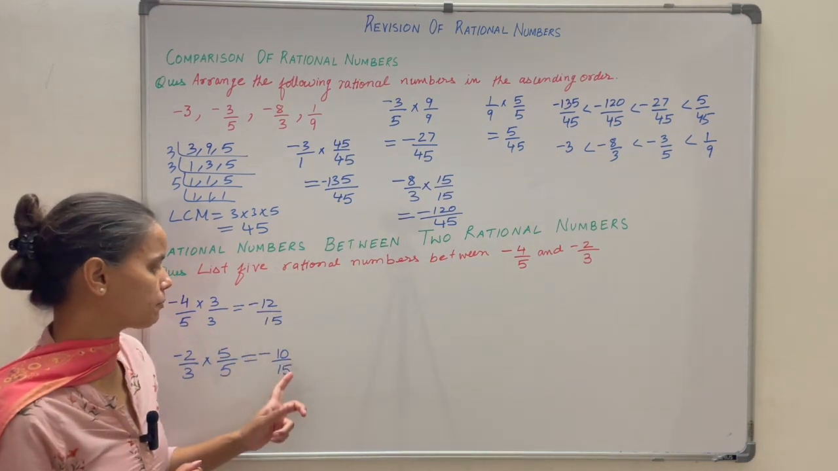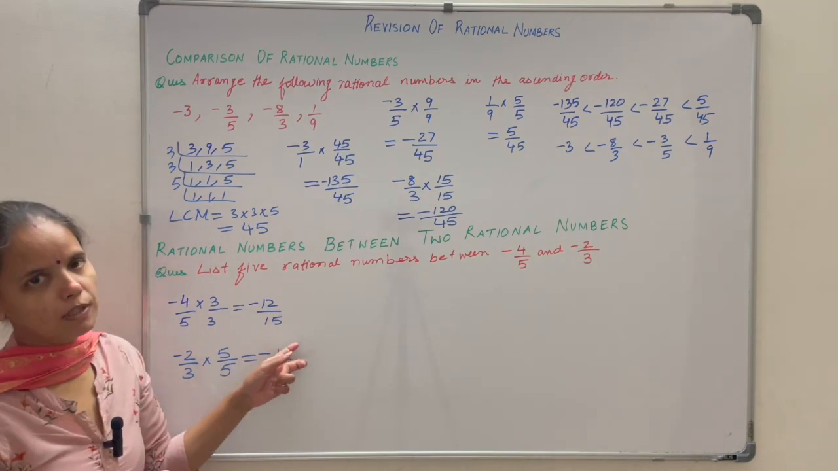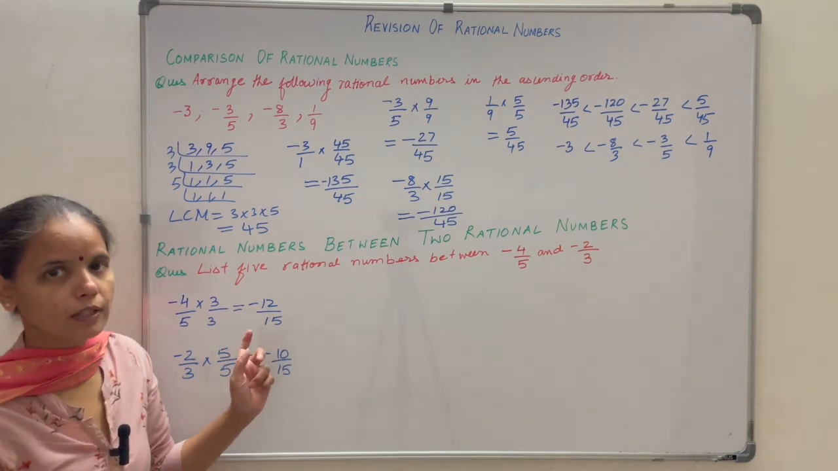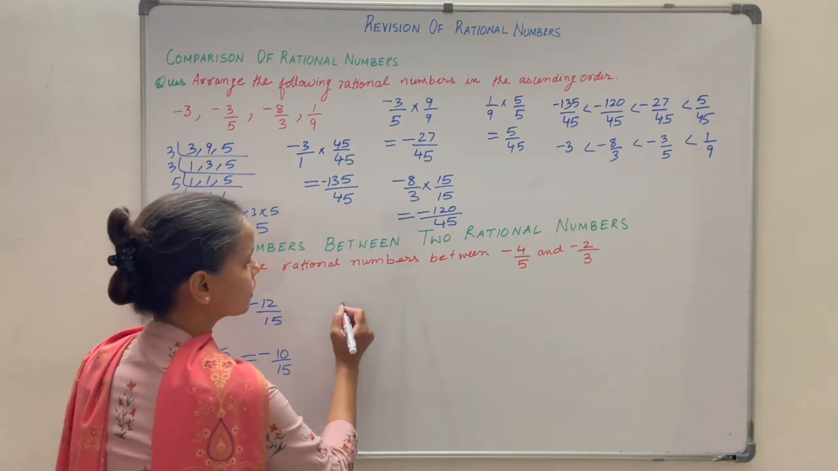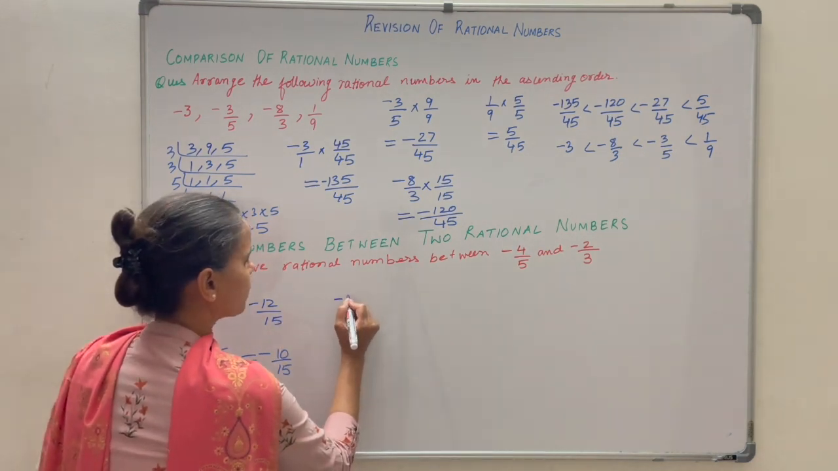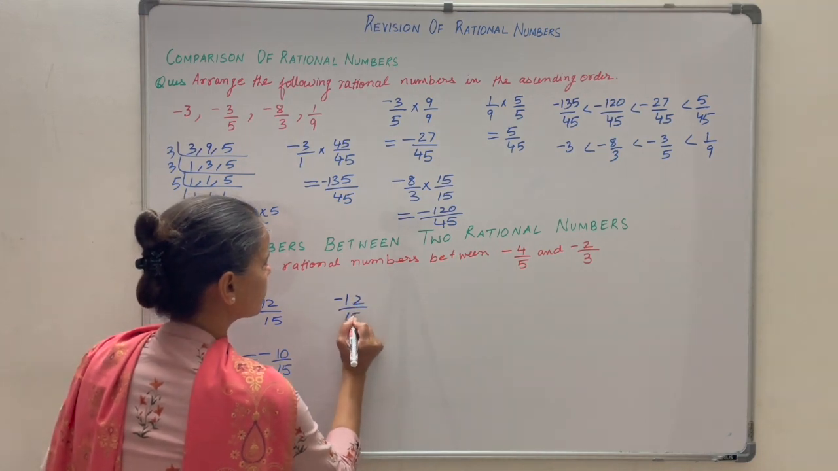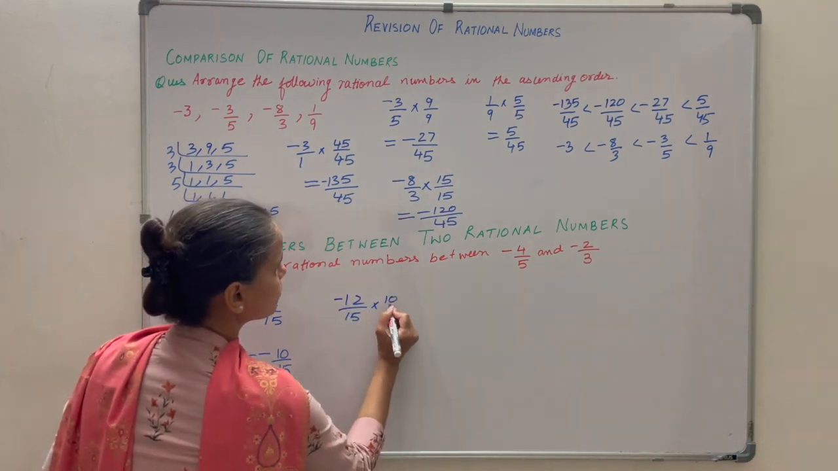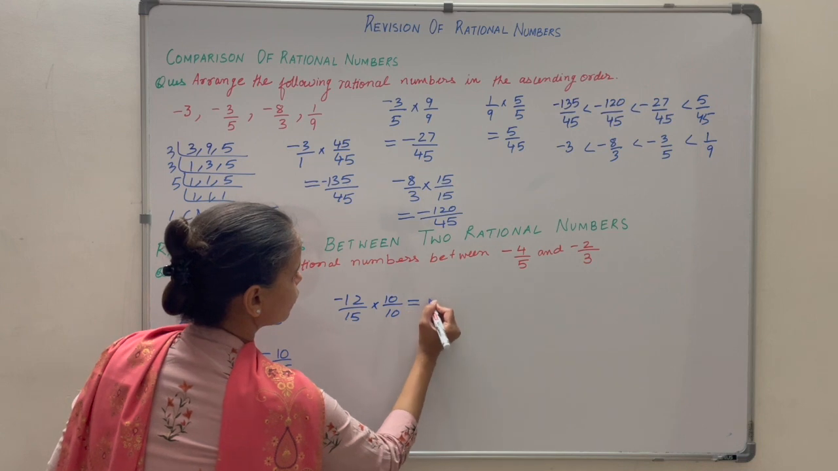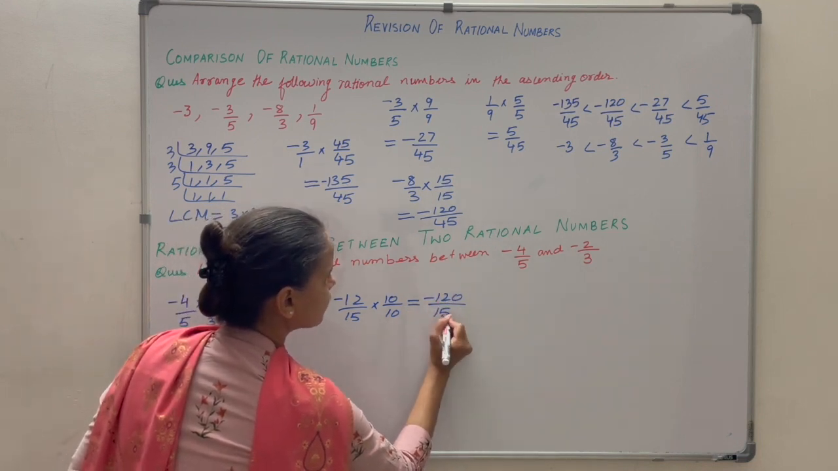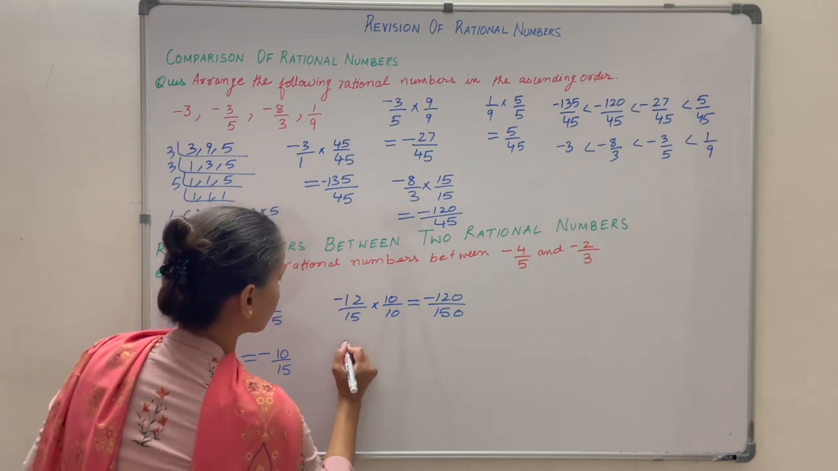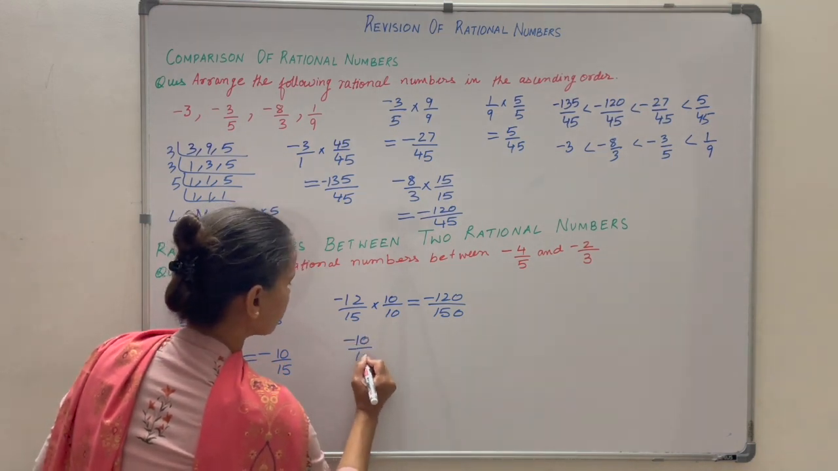You can just multiply here both numerator and denominator by 10 because that is very easy for you to do. So let us multiply this and find out the equivalent rational number. So minus 12 upon 15. Let us multiply this both numerator and denominator by 10. So what do you get here? Minus 120 upon 150. Here you have minus 10 upon 15.